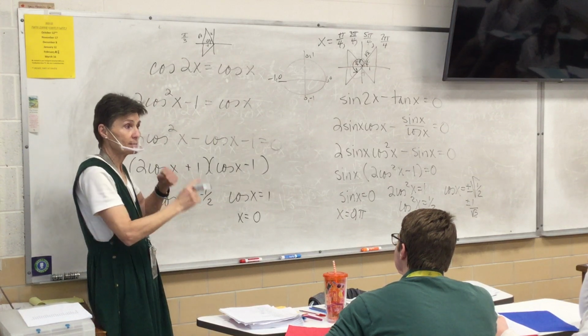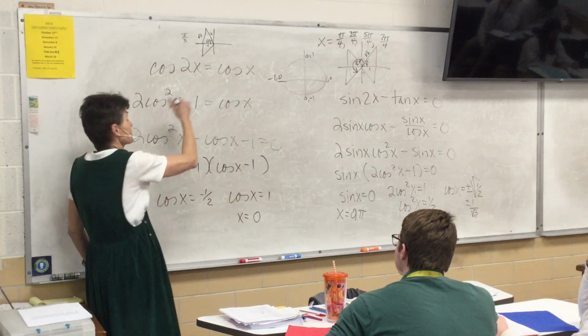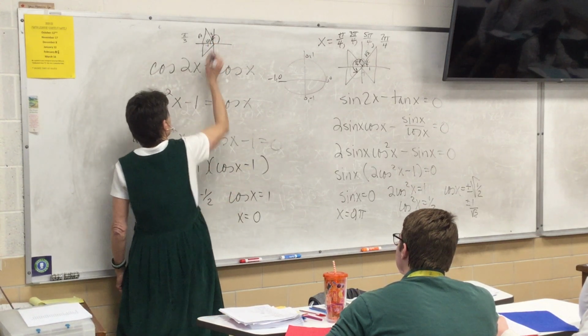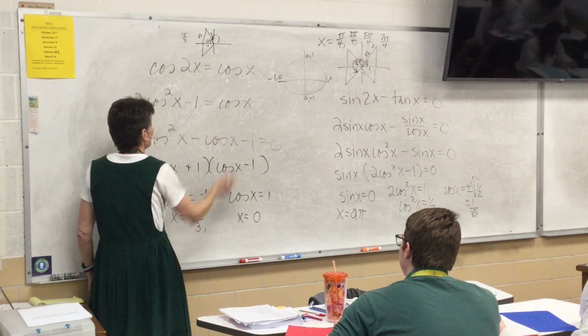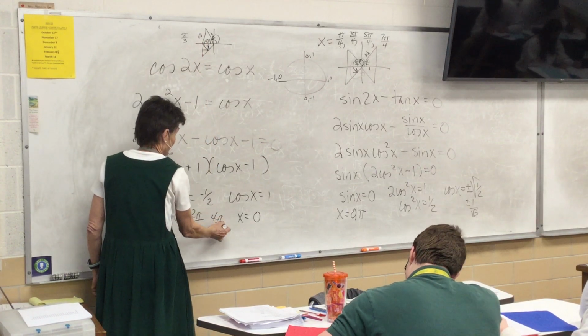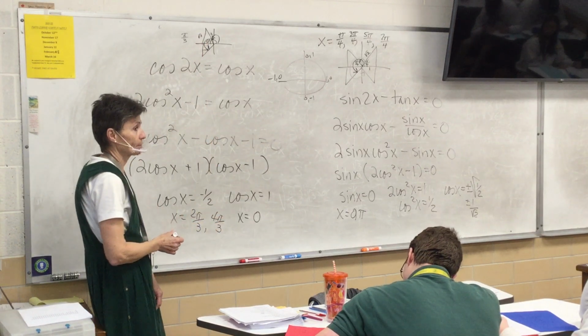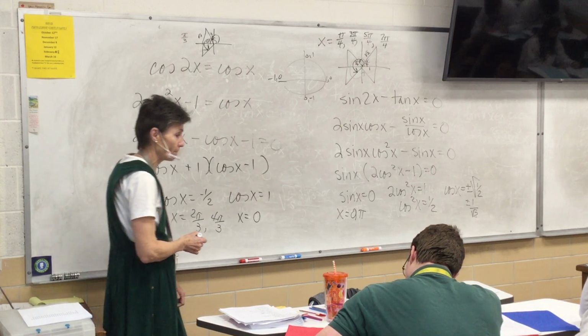Are you following this? There's a lot. So what are the answers? Not pi over 3. It would be 2 pi over 3 or 4 pi over 3. 4 pi over 3. Perfect. You're doing great. One more.